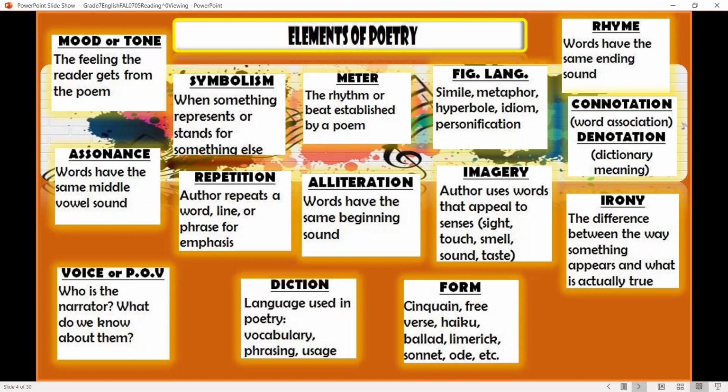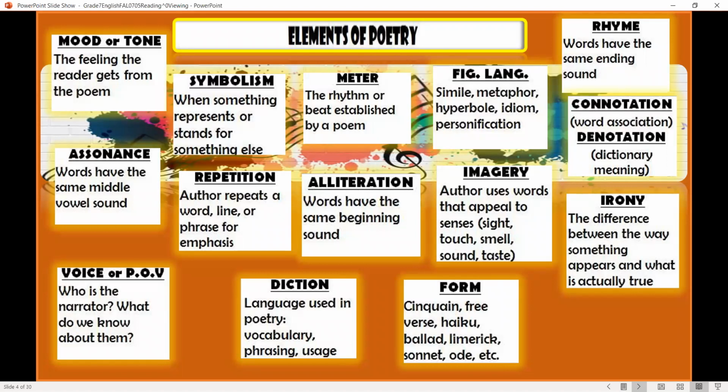Then you have diction. This is the language we use in poetry. It's basically how you're going to write something. What vocabulary are you going to use? What phrasing are you going to use? Have you ever heard or been told in class when you're doing spelling or something, the teacher says they're going to ask you to write a dictation down, so they're going to dictate something for you. And so you take it down the way you hear the language used.